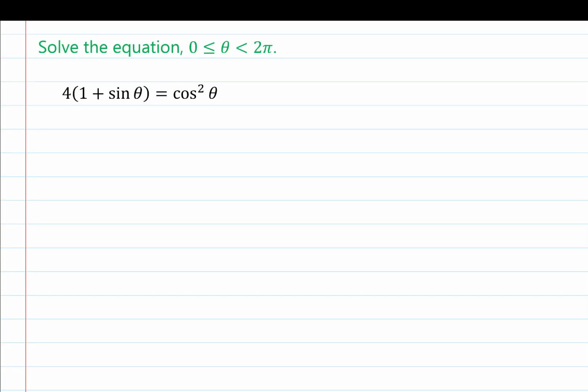In this equation, we're solving for angles theta that are greater than or equal to 0 but less than 2 pi.